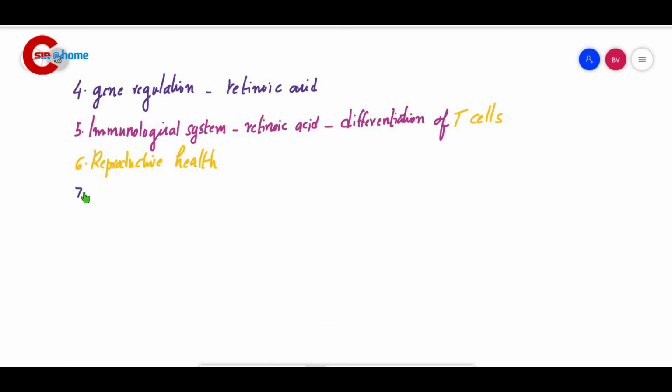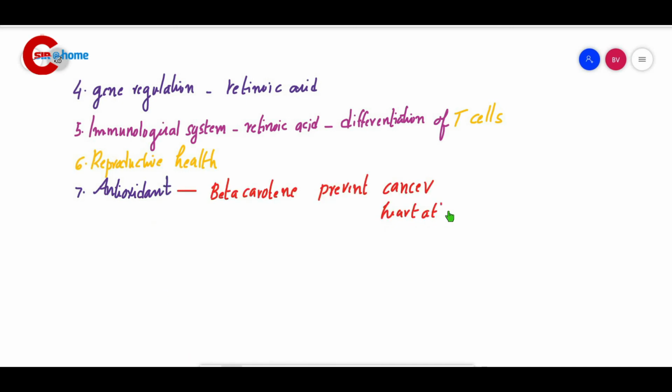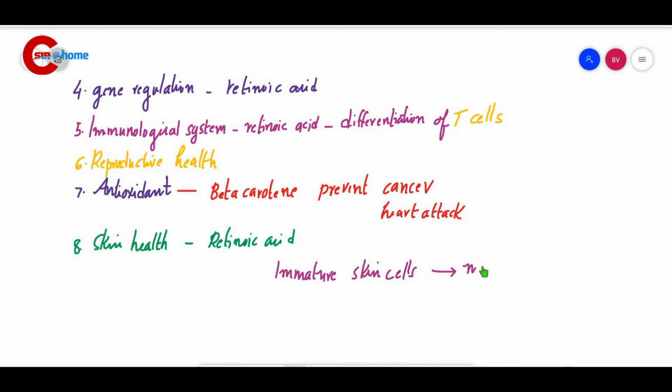Beta-carotene acts as an antioxidant. Beta-carotene can prevent cancer, and it can also be used for preventing heart attacks. Then next function is skin health. Here, retinoic acid helps immature skin cells to become mature epidermal cells. Retinoic acid plays a major role in skin health. And these are the important functions of vitamin A.